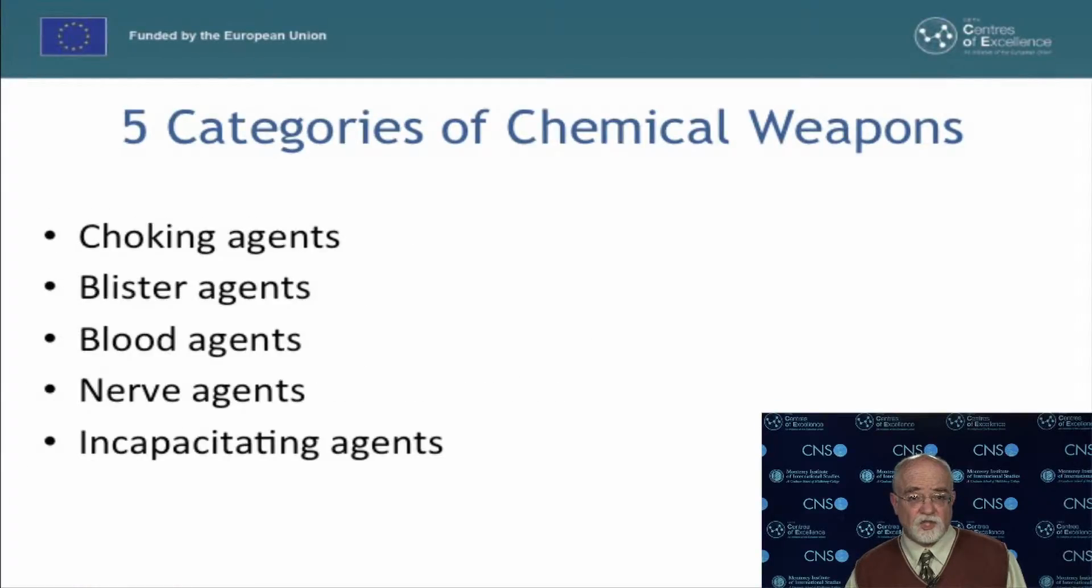Different chemical agents cause differing effects in the living target. Therefore, specific types of chemical agents can be used to achieve precise objectives. Chemical weapons agents are categorized according to the types of damage they inflict on humans. Accordingly, the 5 categories of chemical weapons agents are choking, blister, blood, nerve, and incapacitating agents.